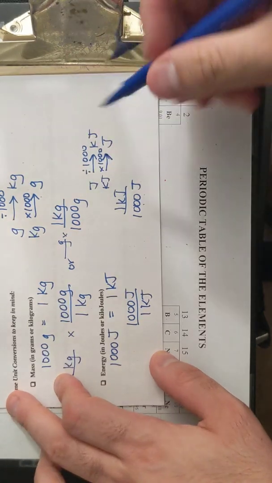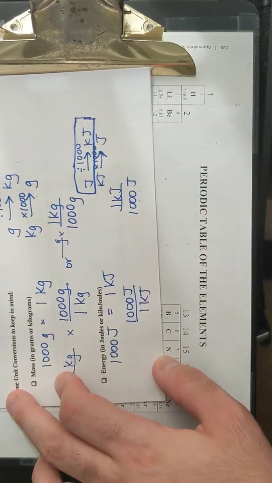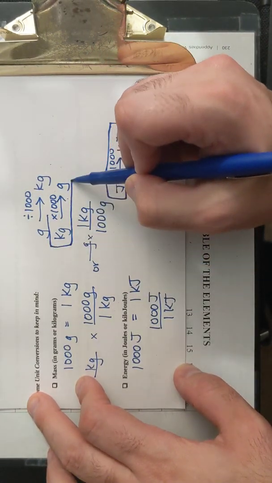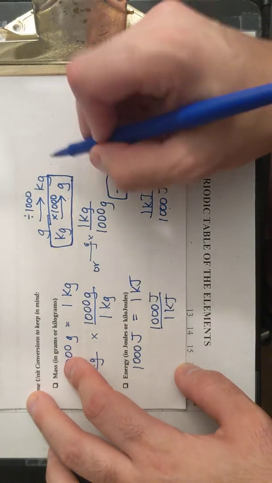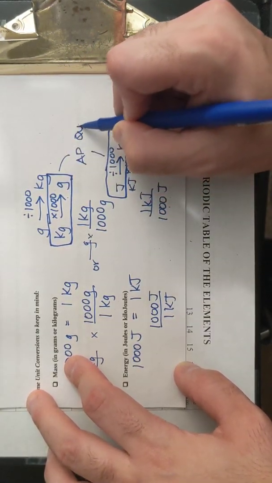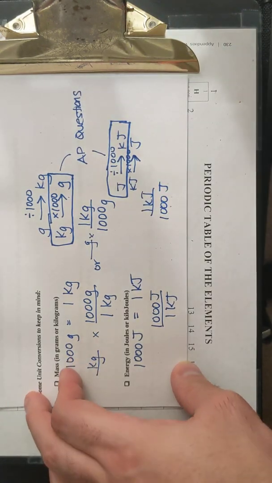A lot of the times, they ask you to do this. They ask you to go from joules to kilojoules. And a lot of the times, they ask you to go from kilograms to grams as well. All right, so keep in mind that this is like AP questions. They can ask you to convert between kilograms and grams and joules and kilojoules.